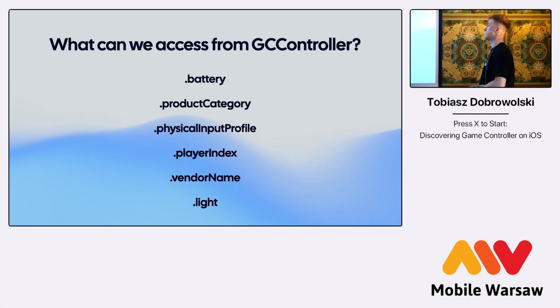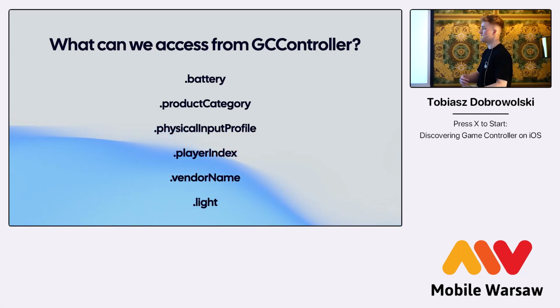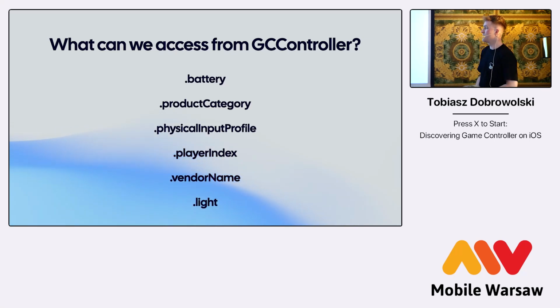The product category is a string, it's the Apple name for the controller. In this case, it was DualSense. The physical input profile is the physical input profile, and player index is actually very useful if you support multiple controllers. If you want to ID them, which is which, and which should take action, you have the player index for that. The vendor name, in the context of the DualSense, is how Sony named it, so it will be the DualSense wireless controller, blah, blah, blah.